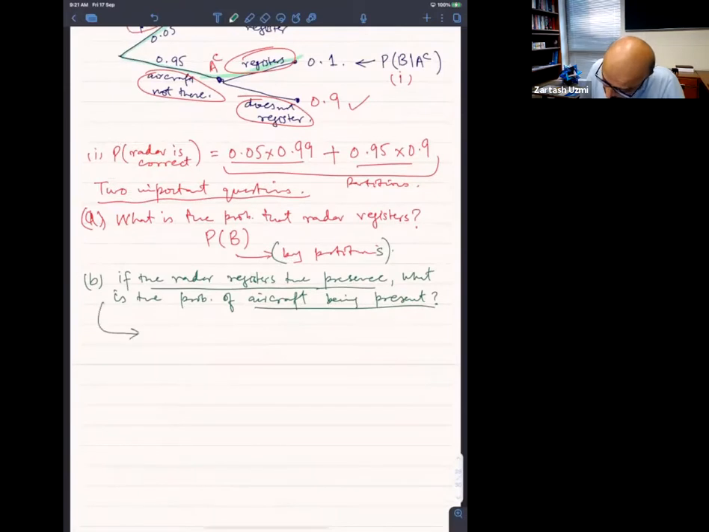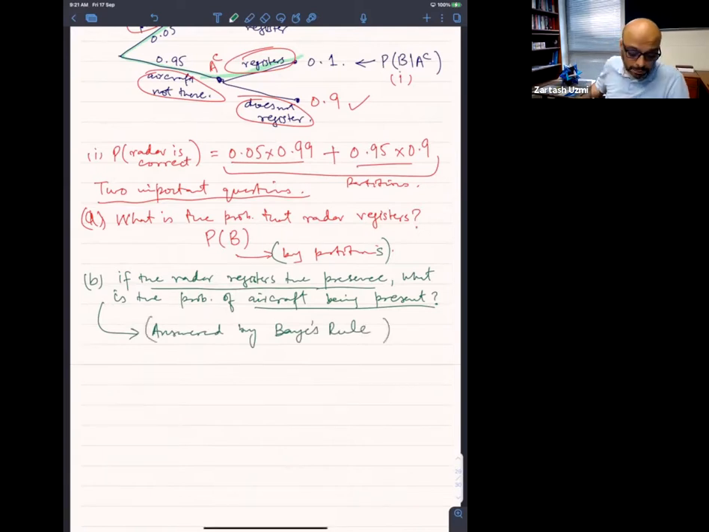By using this tree diagram, this can be answered by what we call Bayes rule, or Bayes formula. We'll talk about that in the next class.